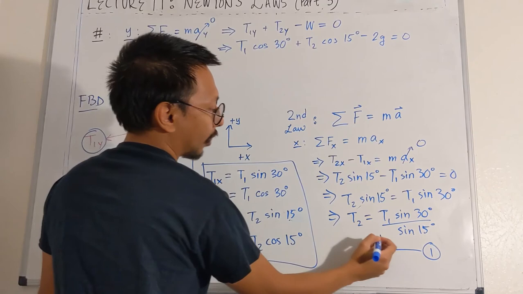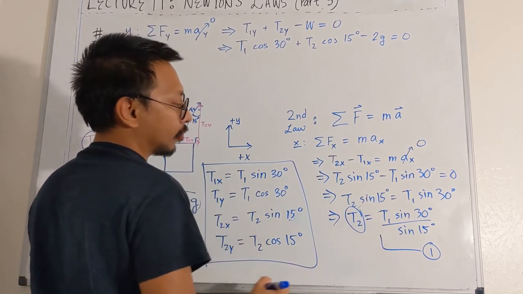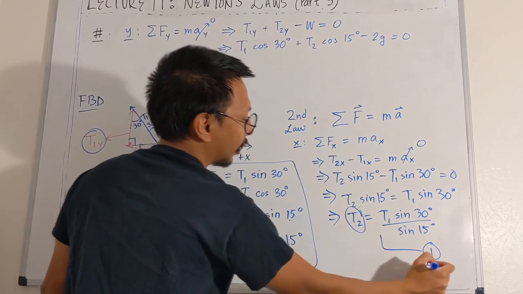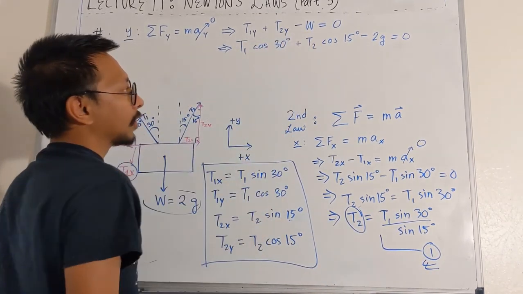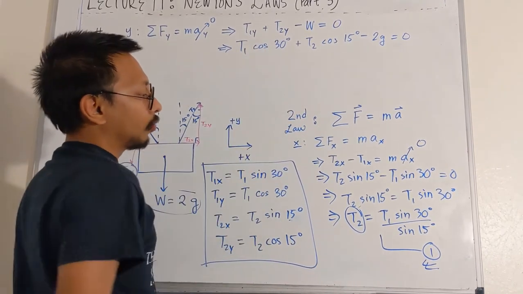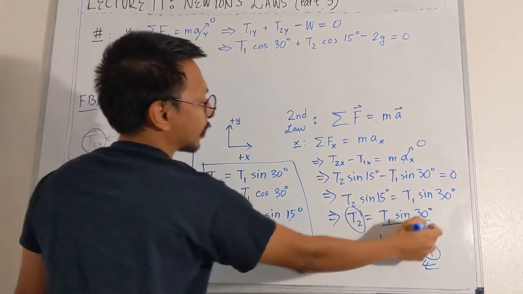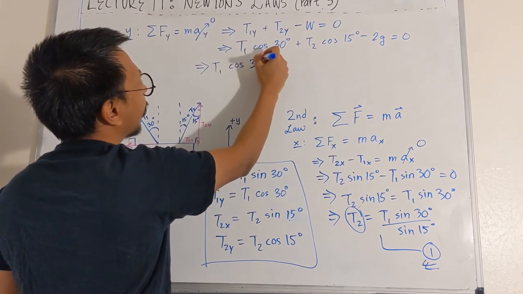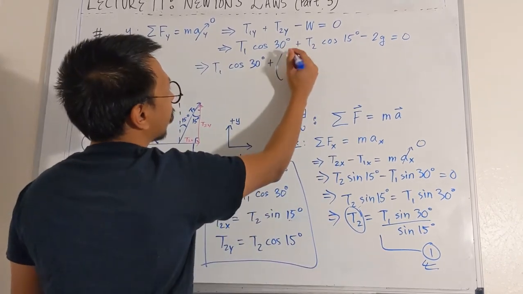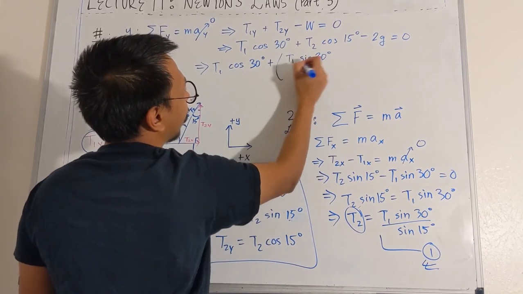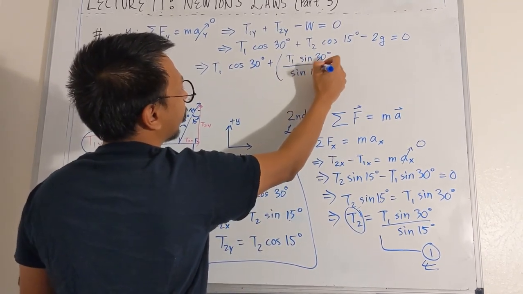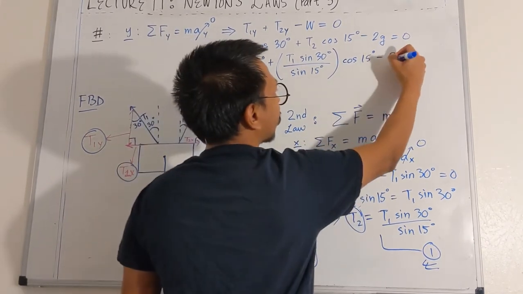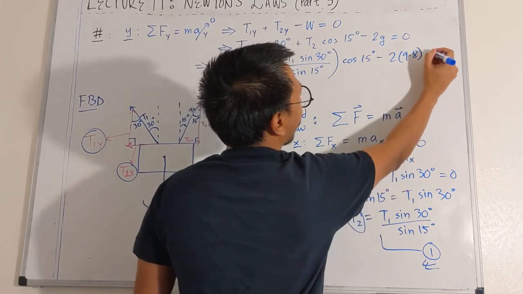So we will realize that from equation 1 we have a solution for T2 in terms of T1. So if we use this expression for T2, that is equation 1, we can eliminate T2 from this equation as well. Then we would only have one unknown, which is T1. Let's do that. Everywhere you see T2, replace T2 with this whole expression. So we have T1 cosine 30 plus T2 cosine 15. T2 is being replaced by T1 sine 30 over sine 15, multiplied with cosine 15, minus 2g. G is 9.8, so 2 times 9.8 equals 0.